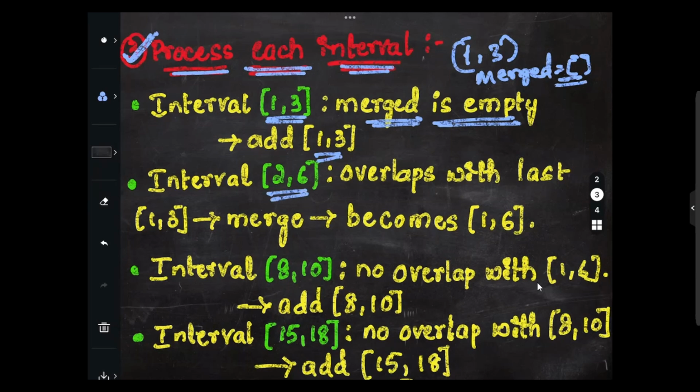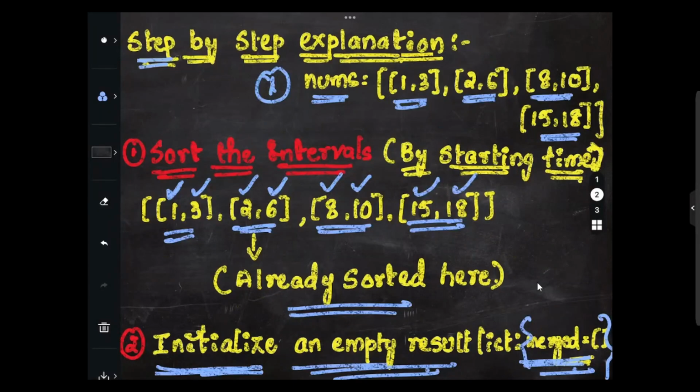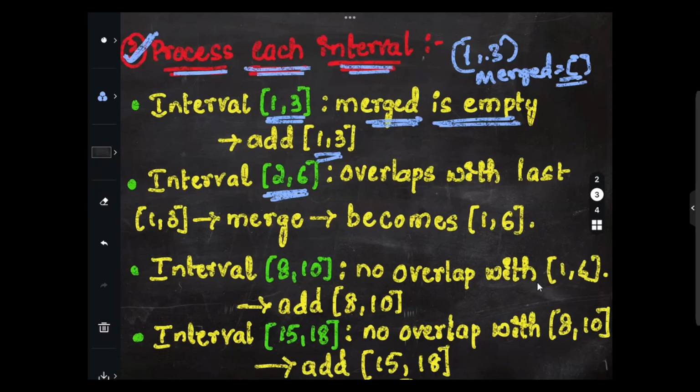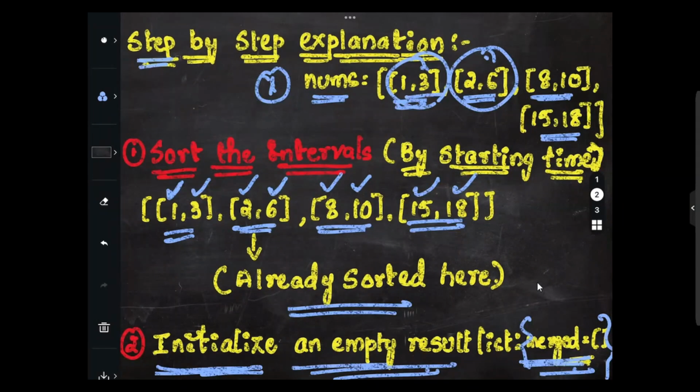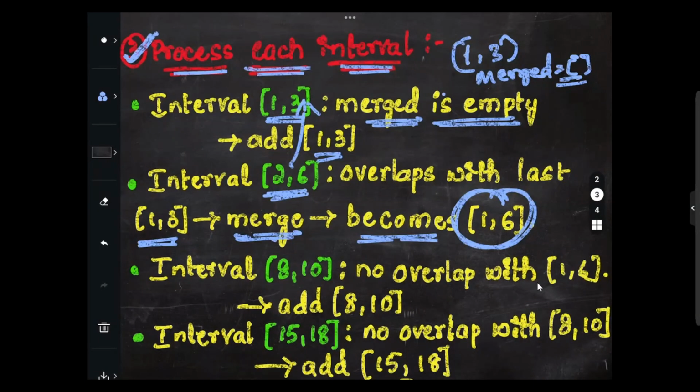Next let's go with 2 comma 6. We have already considered 1 comma 3. When I say interval 2 comma 6, it overlaps with the last one, 1 comma 3, right? We have discussed this several times. So what we will do is merge. When we merge, this becomes 1 comma 6. We will replace 1 comma 3 and 2 comma 6 by 1 comma 6 here, right? So we are pushing 1 comma 6 to the list first.